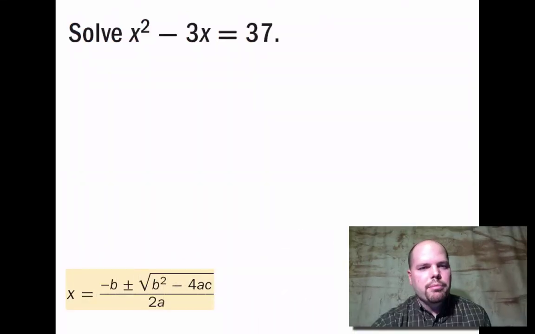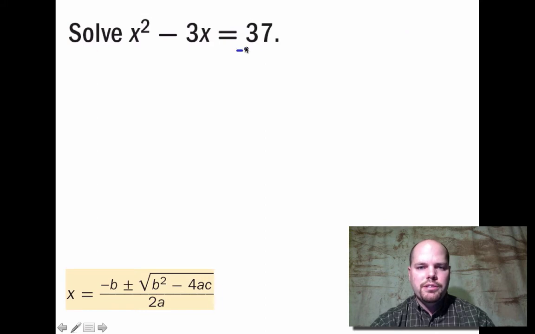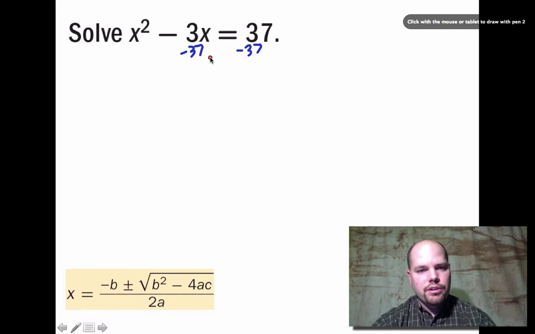All right, the next example, we're going to solve x squared minus 3x equals 37. What are the x values that work here? Well, in this case, our quadratic equation does not equal 0, so we need it to equal 0. So we got to subtract 37 from both sides before we even start using the quadratic formula. So x squared minus 3x minus 37 equals 0.